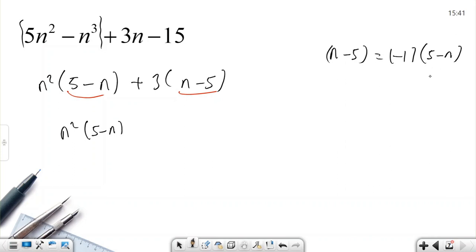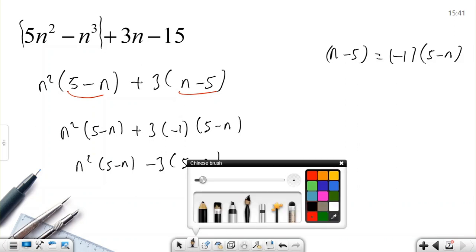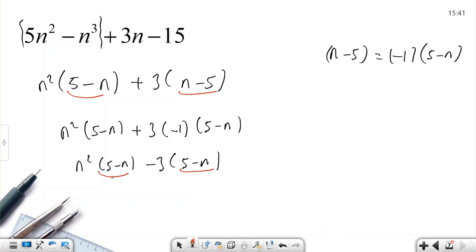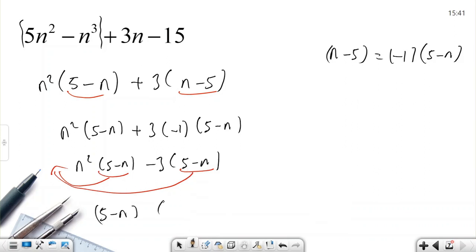Previous example, I showed all steps. So I'm going to write here plus 3 times minus 1 times 5 minus n. So that's cool. N squared times 5 minus n minus 3 times 5 minus n. So let's factorize that one. 5 minus n, 5 minus n, I can take them out of the parentheses. So 5 minus n multiplied by n squared minus 3. That's one factor, two factor. We factorize this algebraic expression.